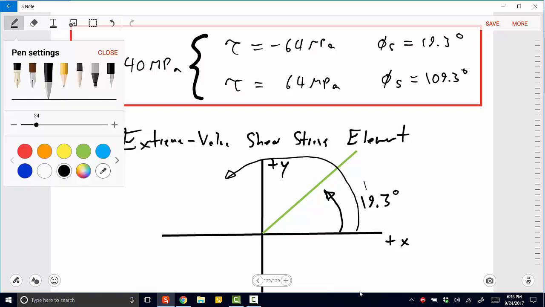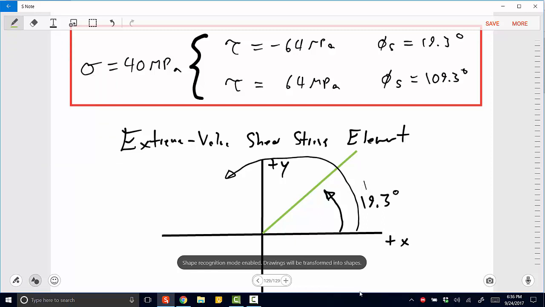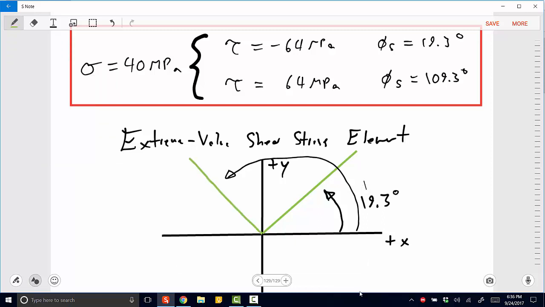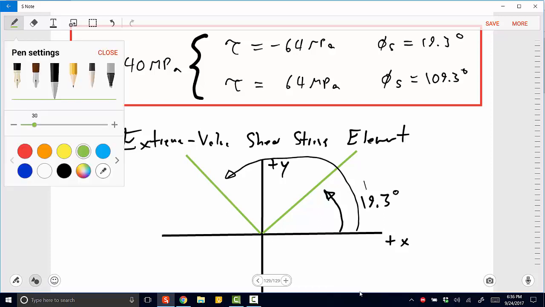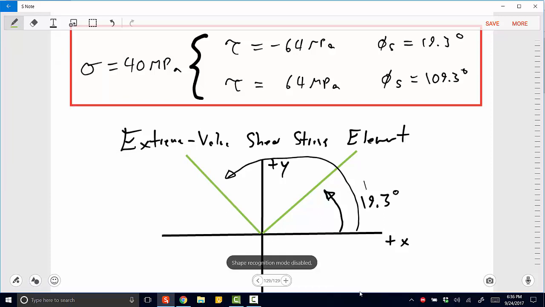We will find another angle, right? And when we look closely, we actually end up forming a right coordinate system between those two angles, right? So there's plus or minus 90 degrees between the 19.3 degrees and 109.3 degrees, naturally. So this is great. So now we have a coordinate system and we can build our element.